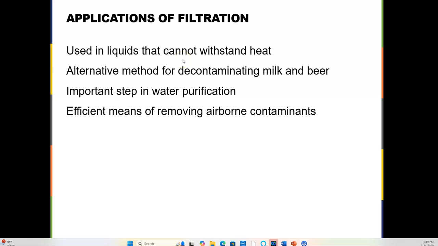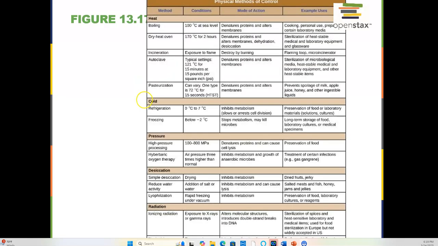Used in liquids that cannot withstand heat, like I said. It's an alternative method for decontaminating milk and beer. It's an important step in water purification, and it's an efficient means of removing airborne contaminants.